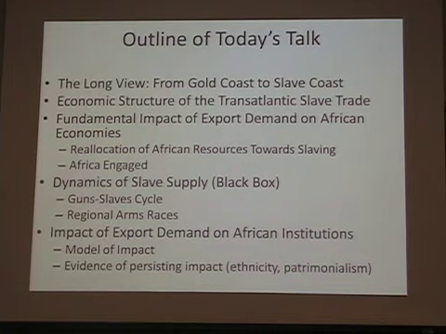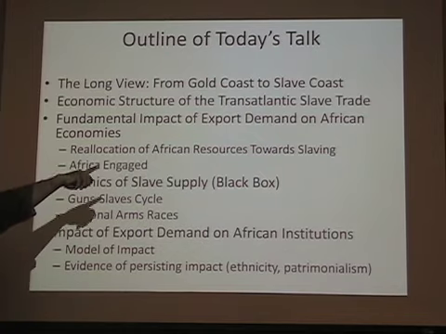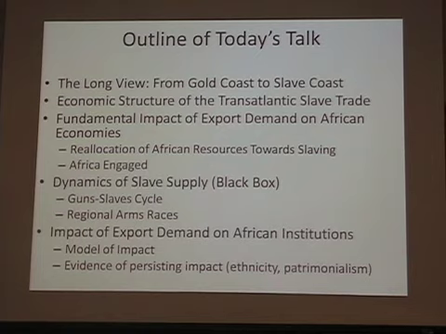Talk about the economic structure of the transatlantic slave trade, focusing primarily on the British slave trade because the data are best there. Okay. Then talk about the fundamental impact on Africa of an increase in the export demand for Africans as slaves. The impact of that on African economies.